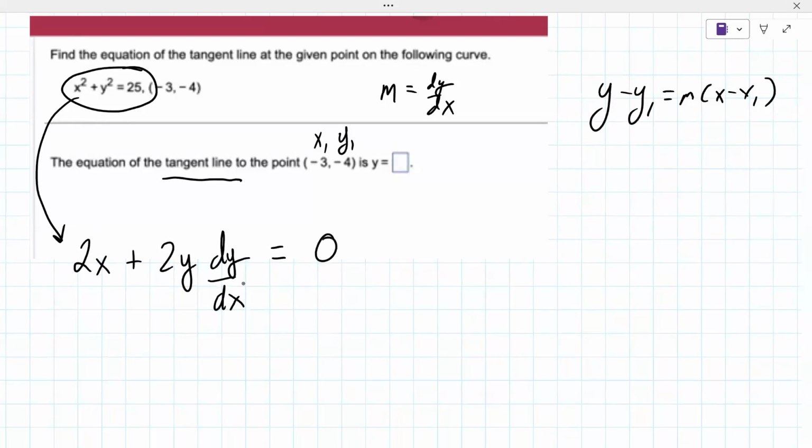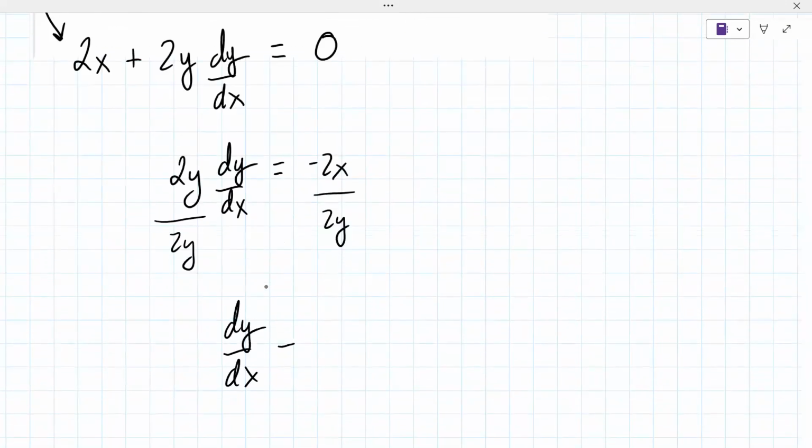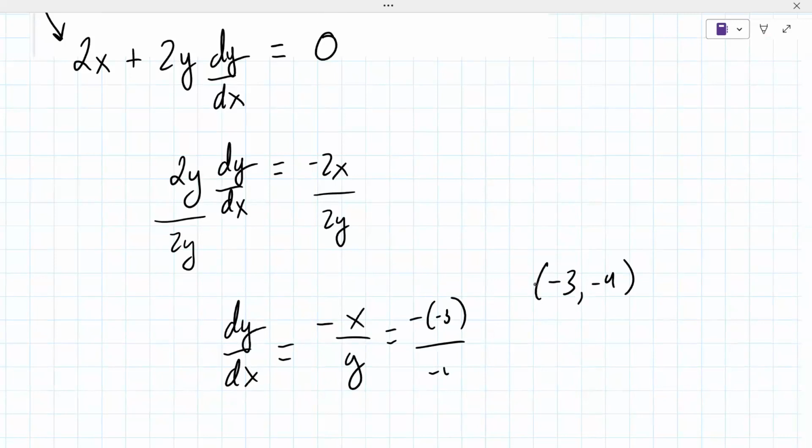The derivative of 25 is 0. So when you solve for dy dx, you're moving the 2x over to the other side. So it's minus 2x, and then you're dividing by 2y on both sides. So dy dx, those 2's cancel, so you get minus x over y. Okay. So to get the slope, you have that point minus 3 comma minus 4. Minus 3 over minus 4 ends up being minus 3 over 4. That's your slope. That's your m.